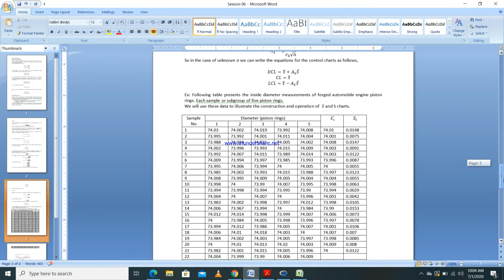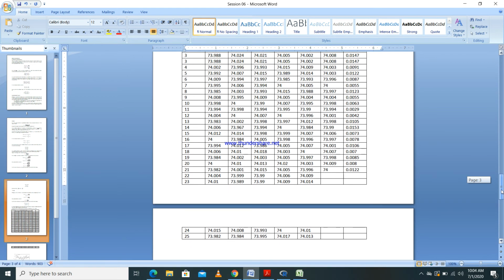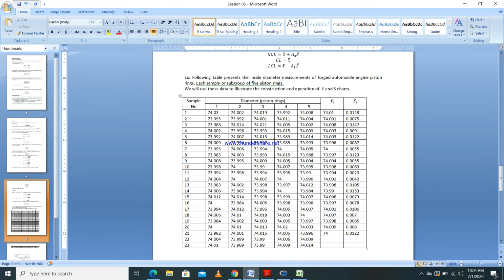So we'll do one example and see, then it will be clear for you, right? I have already uploaded this into your cal. You can have a look, right? If you look at this one, it says following table presents the inside diameter measurements of forged automobile engine piston rings, each sample or subgroup of 5 piston rings. We will use these data to illustrate the construction and the operation of X bar and S chart.